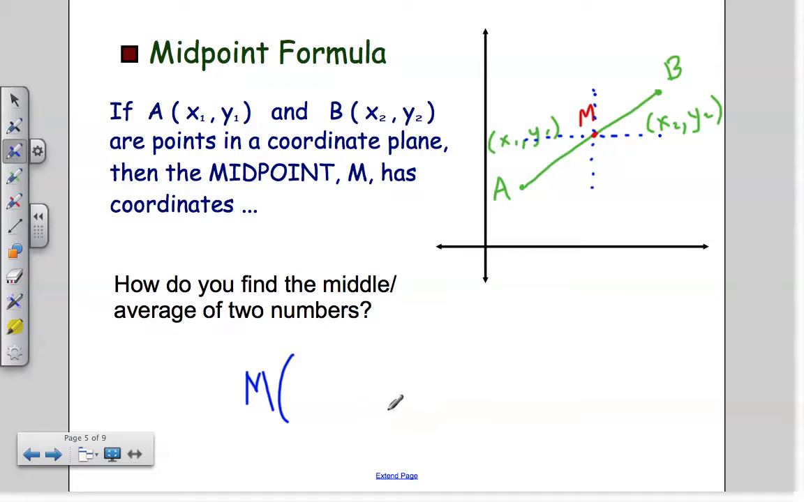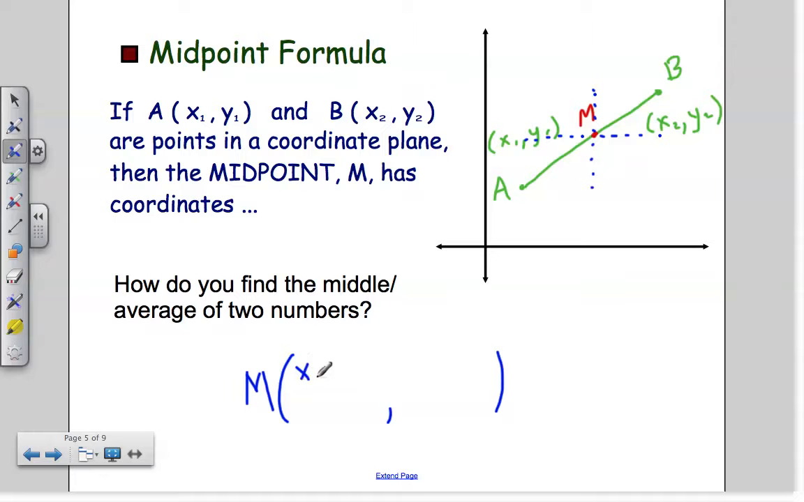And we know every point is written x comma y. But since it's the midpoint, it's in the middle. It's in the middle of this x and this x, x sub 1 and x sub 2, the first x and the second x. How do you find the middle of two numbers? How do you find the average of two numbers? You add, divide by 2, right?